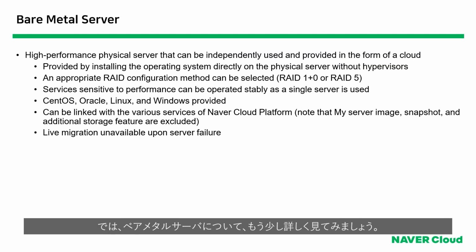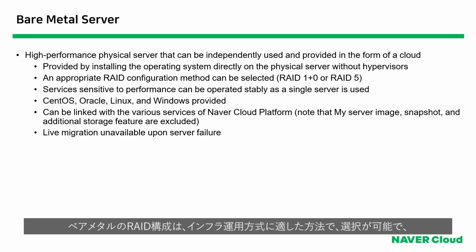Now, let's take a closer look at the bare metal server. Bare metal server refers to a high-performance physical server that can be independently used in the cloud. It may be hard to understand having a physical server in the cloud. A typical server has a structure in which a hypervisor is mounted on top of a physical hardware device, but a bare metal server has a structure in which the OS is installed directly on the hardware without a hypervisor, so it is described as a high-performance physical server used in the cloud.